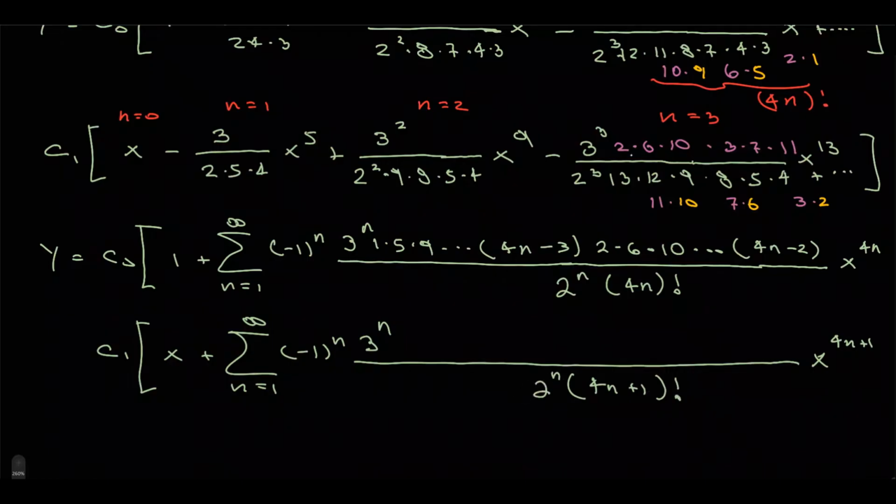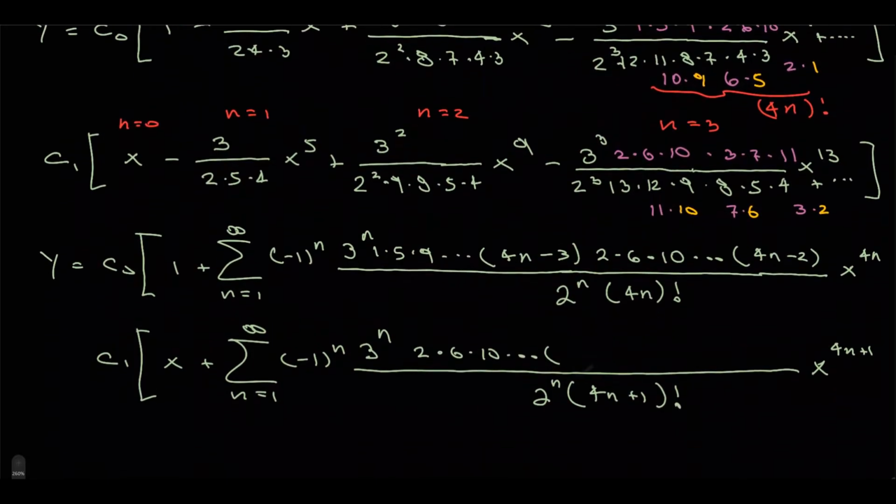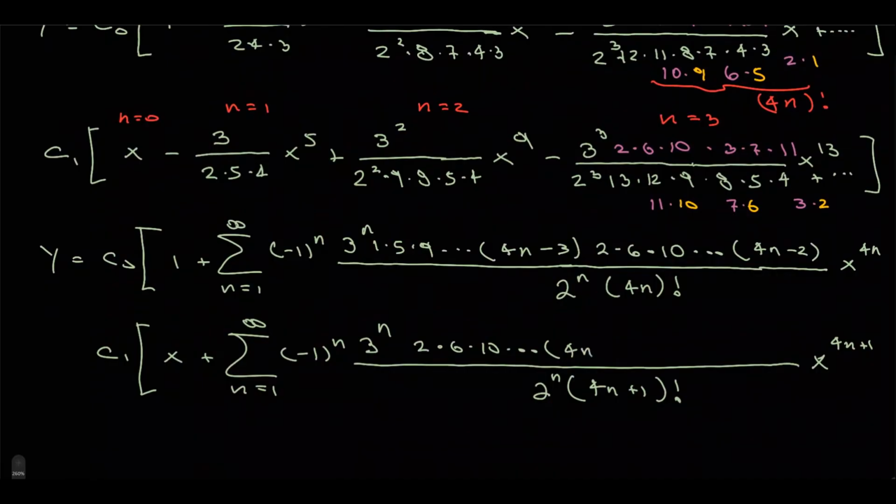And well, the increasing products, 2 times 6 times 10. So 2 times 6 times 10, dot, dot, dot. Actually, it's the same as in the one before. It's 4n minus 2. And then, what do we have? 3 times 7 times 11. And then that's 4n minus 1. And that actually works. So 4n minus 1. And that is the final answer for this series. Actually, this humongous series.